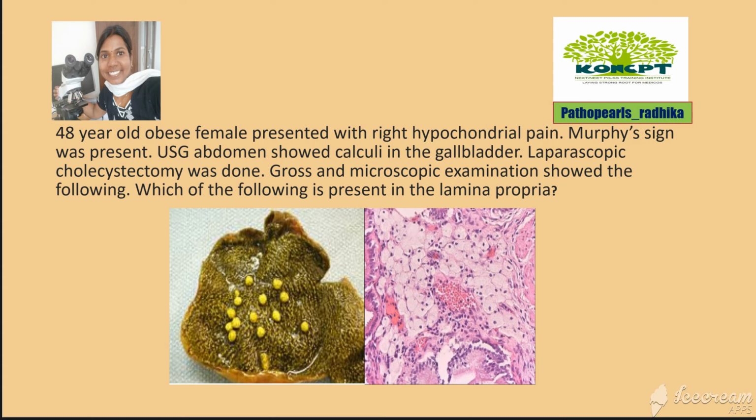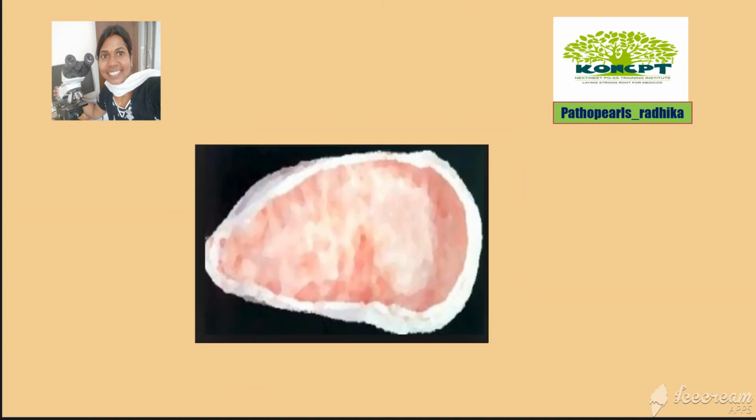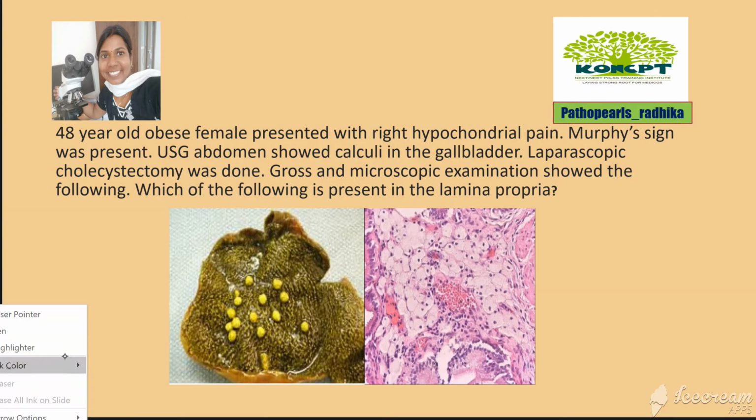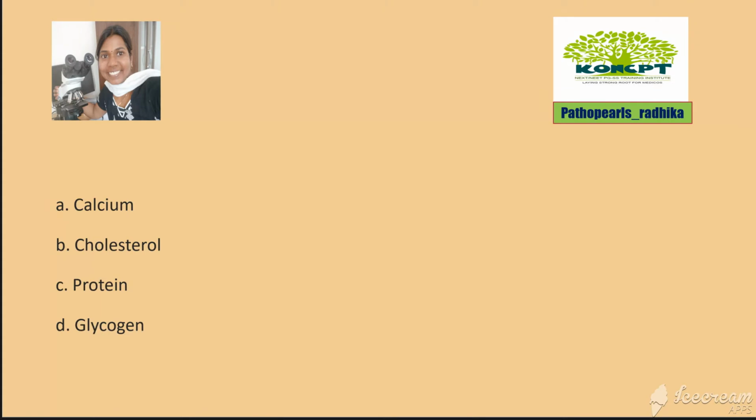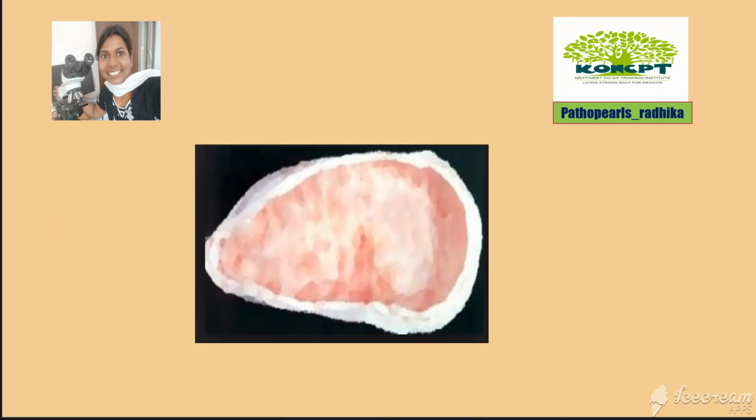So today's question is: a 48-year-old obese female presented with right hypochondrial pain. USG abdomen showed calculi in the gallbladder. A cholecystectomy was done. Gross and microscopic image is shown. Which of the following does it represent? What is accumulated? Calcium, cholesterol, protein, glycogen.